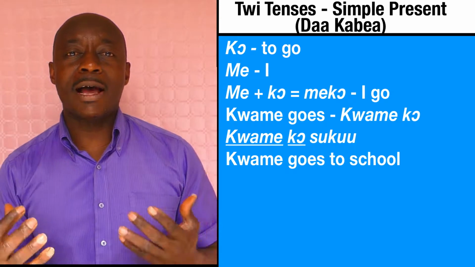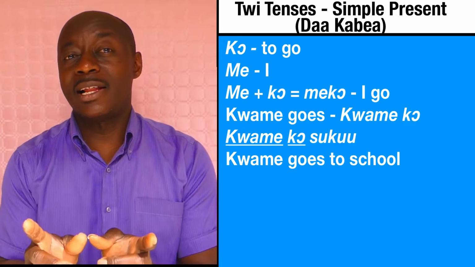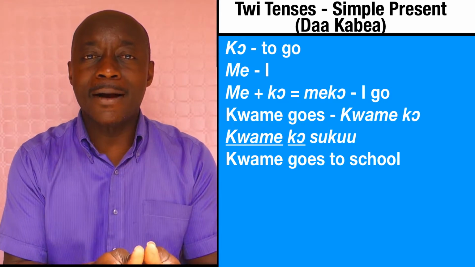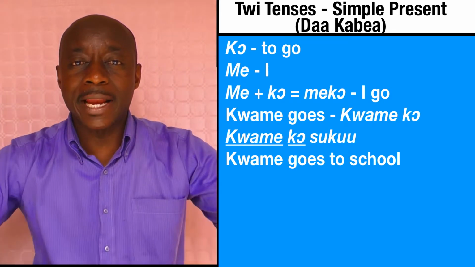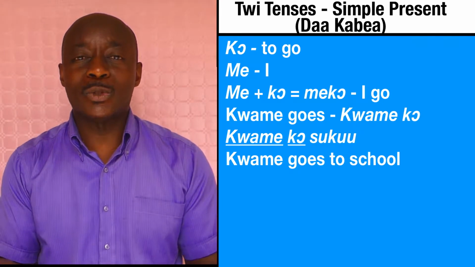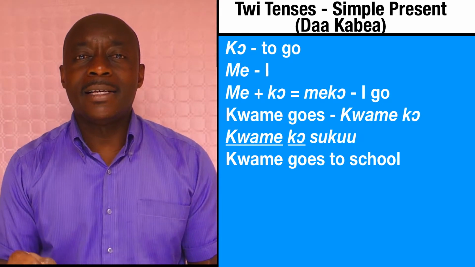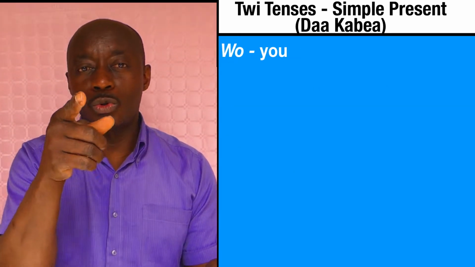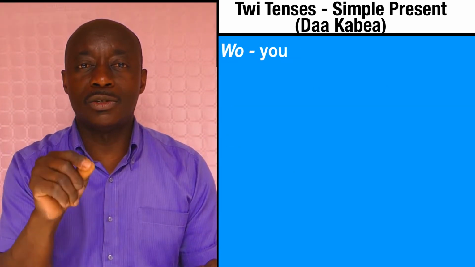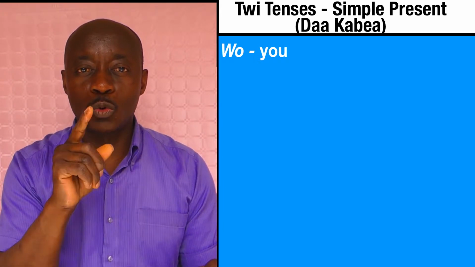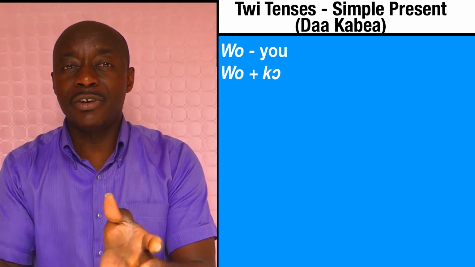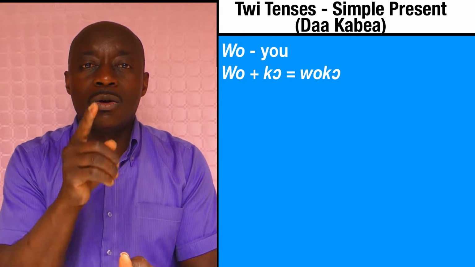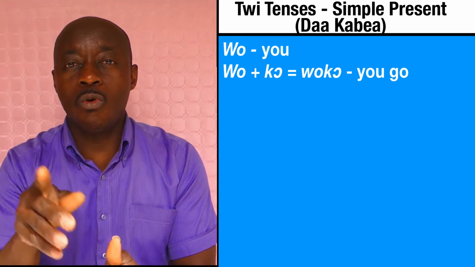So we're talking about using pronouns together with the verbs. In simple present tense, we write the pronoun and the verb together. So we are finished with the first one. Let's take another singular pronoun. That is wo, you, wo. That is you, singular. And let's use the same verb, ko. In simple present tense, we will say woko, you go, woko.